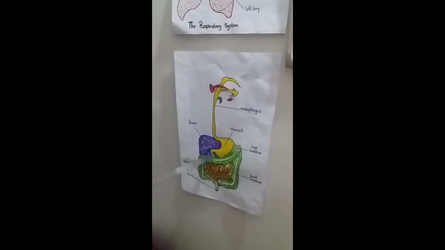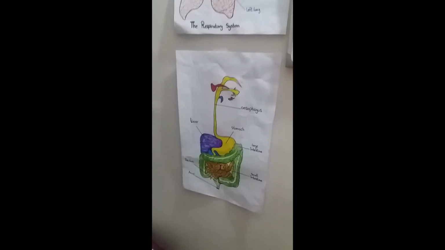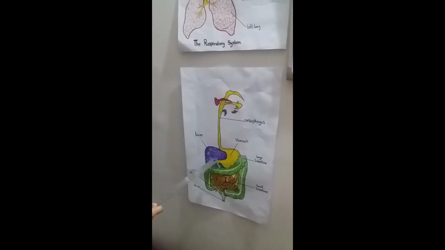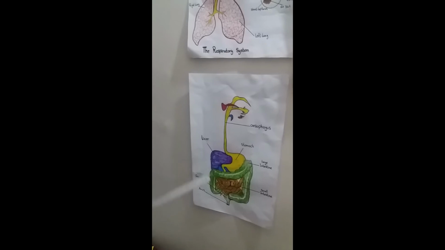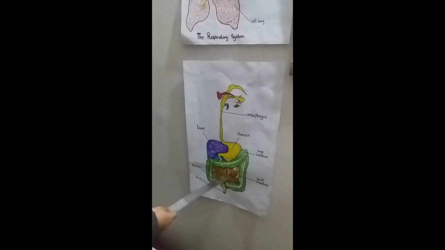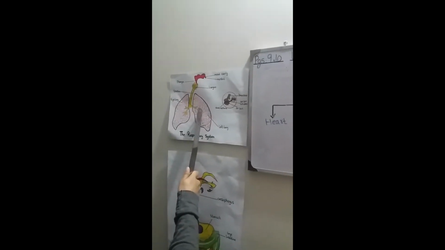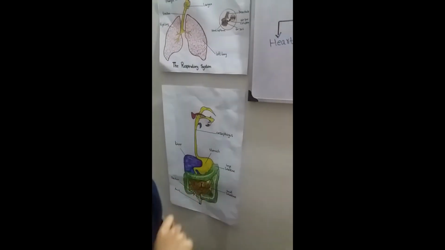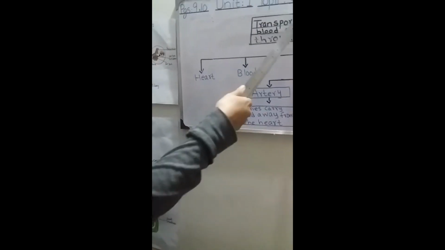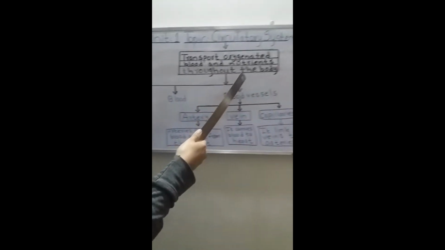Because we know that food breaks down in the stomach and then it turns into nutrients. So we get oxygen from the lungs and nutrients from the digestive system.